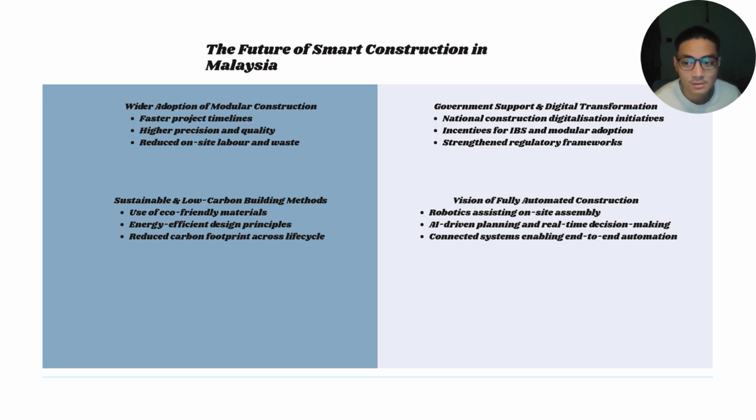The government's digitalization efforts are supported by centers such as the MyBIM Center, which encourage more companies to adopt smart and digital methods. In the long term, we may even see fully automated construction where robots assist assembly and AI planning systems guide real-time decisions. Smart construction will make Malaysia's building industry faster, greener, and more efficient.